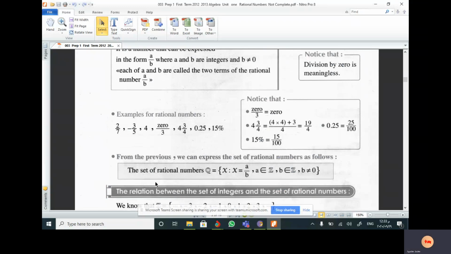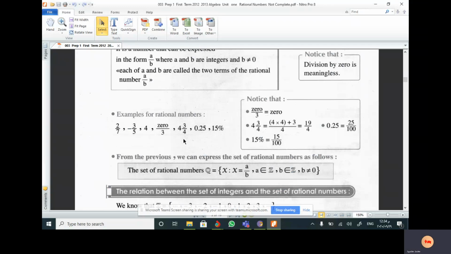Examples for rational numbers. At first, fractions like 2 over 7, negative 3 over 5, whole numbers like 4, 0 over a number, 0 over 3, it will be 0.